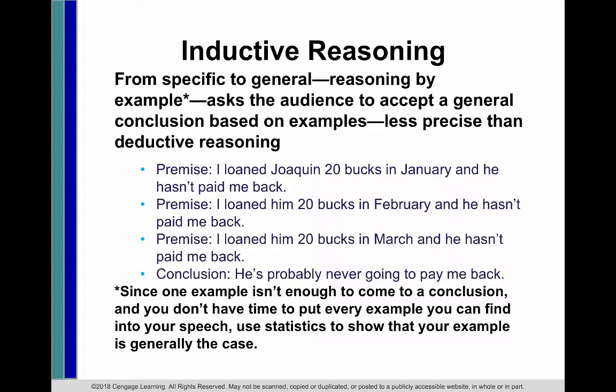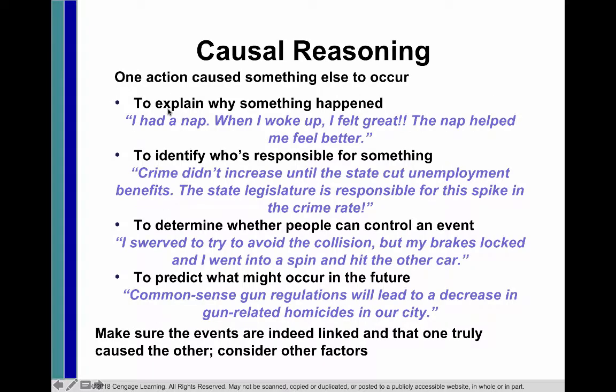So how do you reason inductively if you don't have time to mention every example of something? Well, that's where statistics come in. You can use them to show that the example you cited is generally the case. We use causal reasoning to argue that one action causes something else to occur. It's particularly useful when you want to explain why something happened, as in this example.